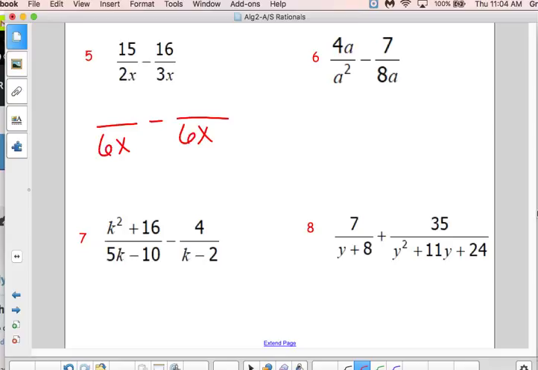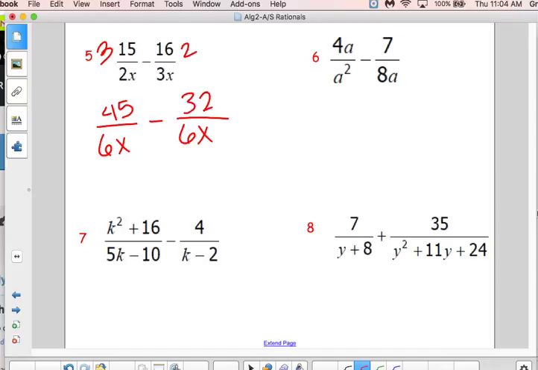I like writing the denominators first because then it's easier for me to see. I need to make a 2x into a 6x. So how do you change a 2x into a 6x? Times it by 3. So instead of it being a 15 on top, what number is it really? 45. This other one, it is a 3x. We need it to be a 6x though. So what does it get multiplied by? 2. 16 times 2.